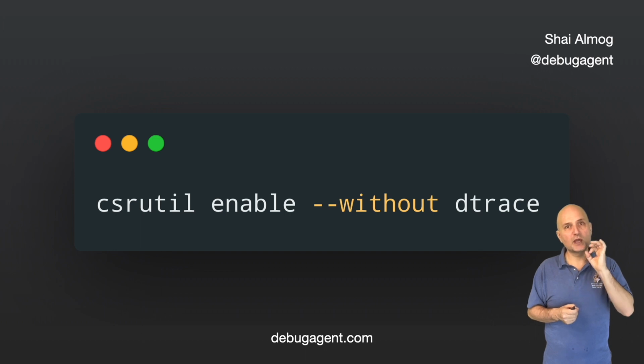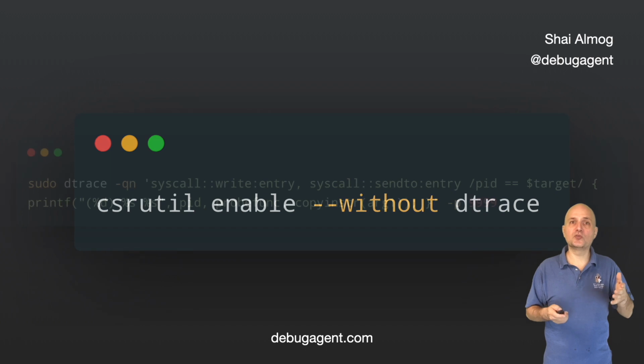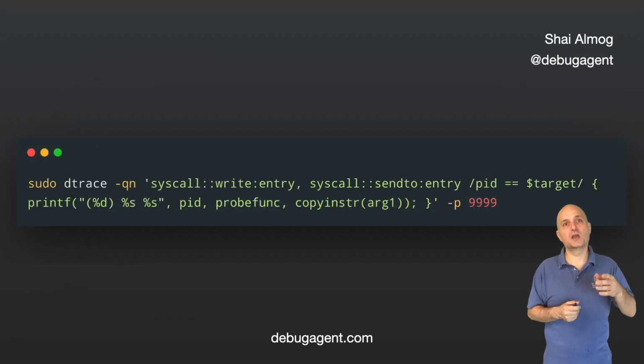Note, you can optionally use csrutil enable --without dtrace. However, this might not work reliably for commands that rely on dtrace. If you wish to re-enable integrity protection, follow the same instructions, but instead of csrutil disable, use csrutil enable.